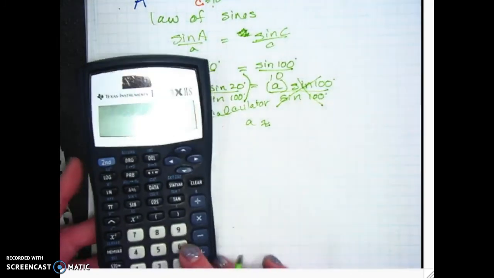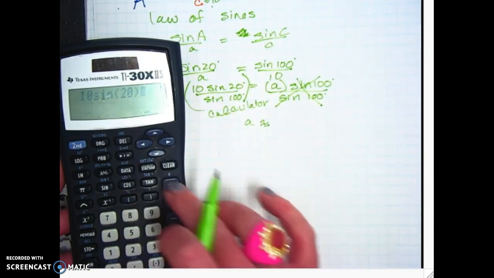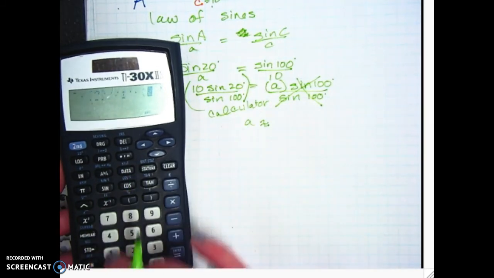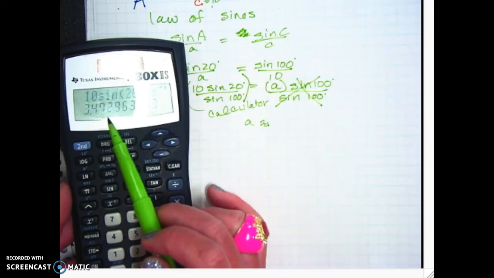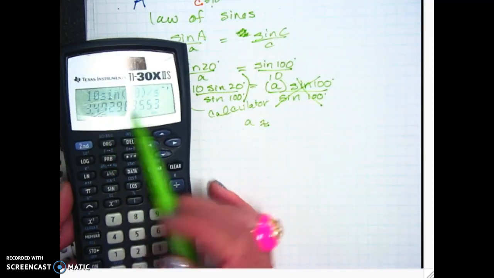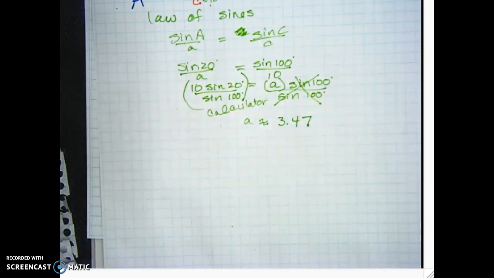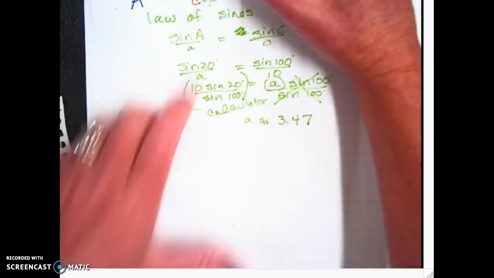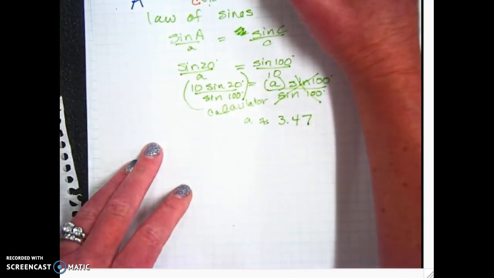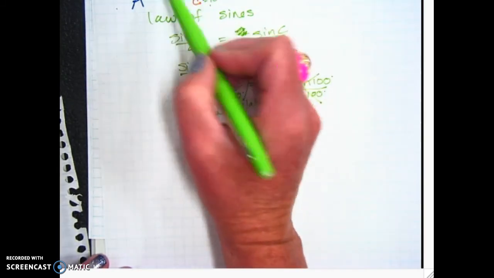So let me type that in. 10 times the sine of 20 divided by the sine of 100. I got roughly 3.47. Same. Good. And so now side A over here is roughly 3.47. So we've got all 3 angles, we just need this one more side, right?